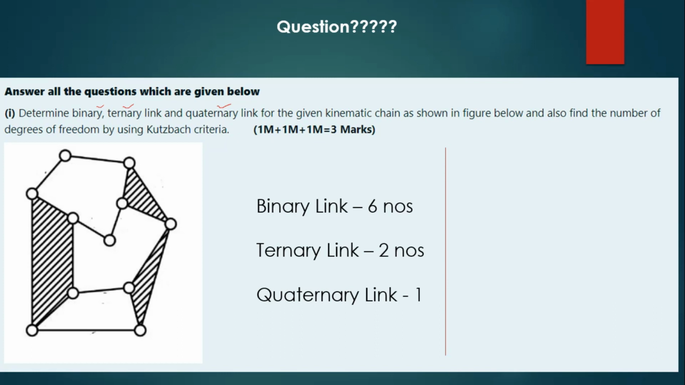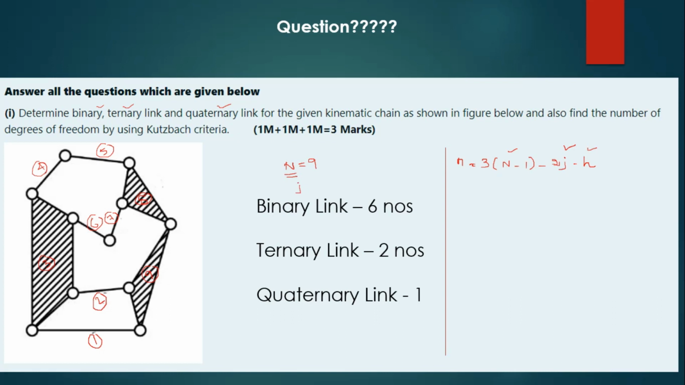We know that already the equation n is equal to 3 into (N minus 1) minus 2j minus h. So j is equal to lower pairs, capital H is equal to higher pairs, and N is equal to the number of links, right? How many links are there? Link 1, link 2, this is link 3, link 4, link 5, link 6, link 7, link 8, link 9, right? So total N is equal to 9. So N represents the number of links.